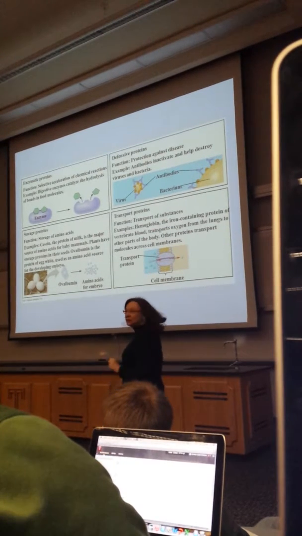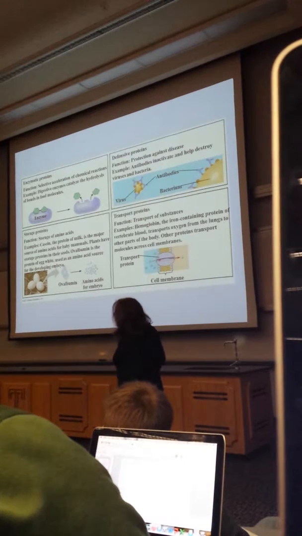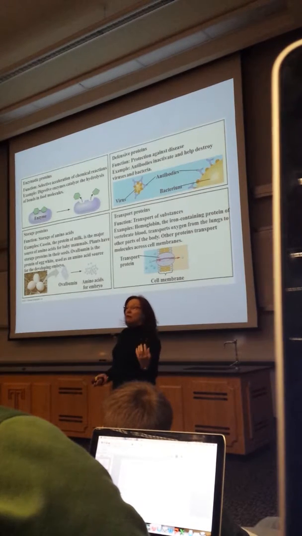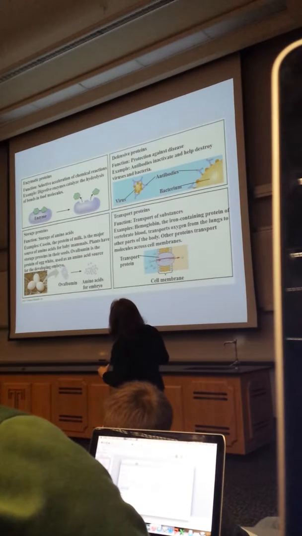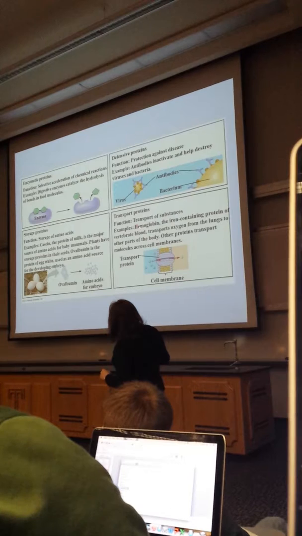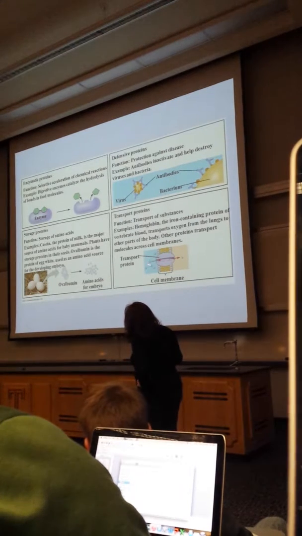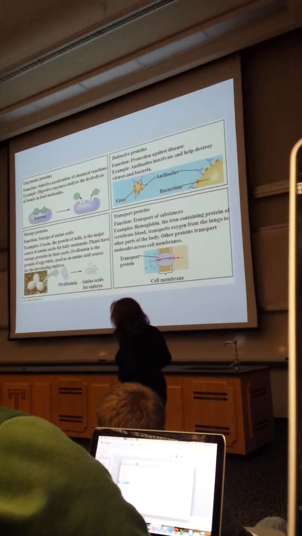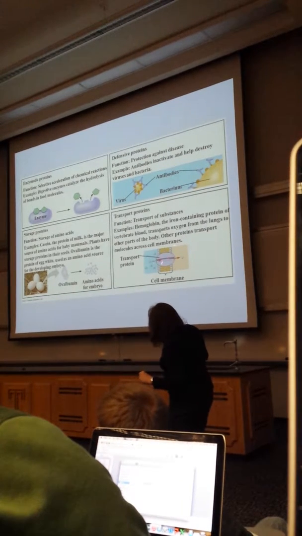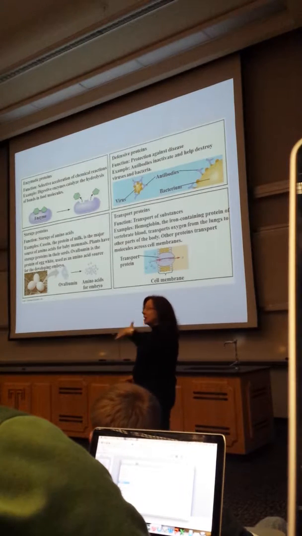Okay, then we have transport proteins. Transport proteins are responsible for carrying cellular contents from one point to another. For example, hemoglobin is not working within the cell so much, but it's actually in the blood. It actually carries, transports oxygen from the lungs and other parts of the body. We also have, like I said, transport proteins that work within the cell. We have all kinds of transport proteins embedded in our cell membranes that carry things in and out of the cell.